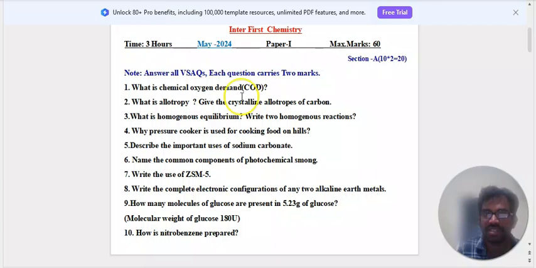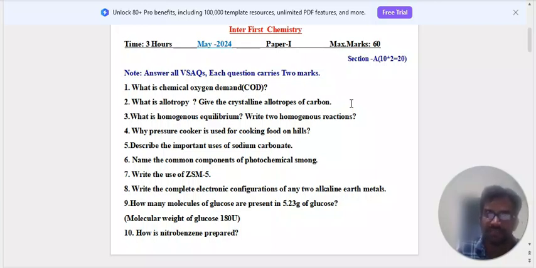For intermediate first year there is a total of 3 hours, and I have given here the May 2024 paper, paper 1, and the maximum marks is 60. The intermediate first year chemistry IPE paper is divided into 3 sections. Section A has 10 very short answer questions. We need to attempt all 10 out of 10 questions. Each question carries 2 marks, so 10 into 2, 20 marks.